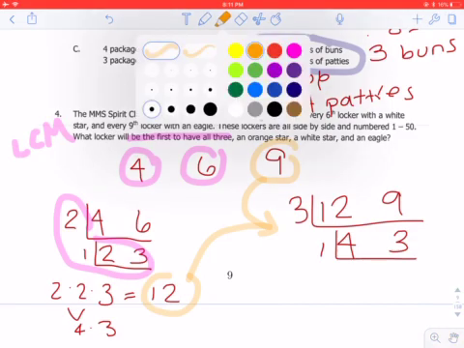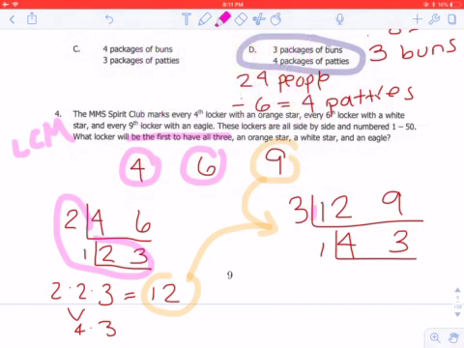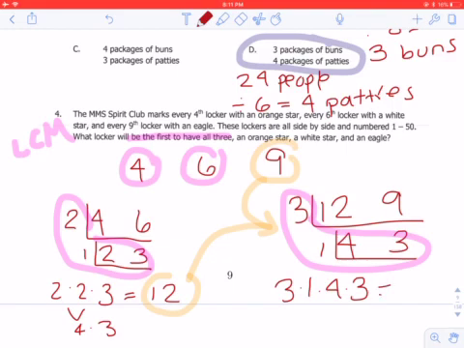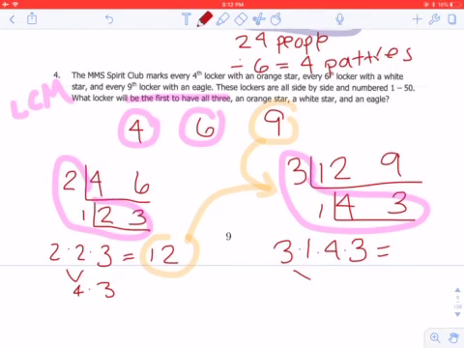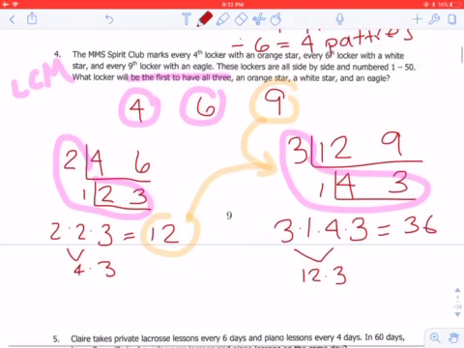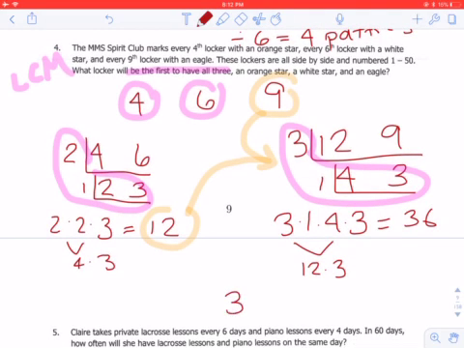Find the LCM of 12 and 9 by multiplying the L-shaped frosting. 3 times 1 times 4 times 3. That's going to be 12 times 3, which is 36. And my answer is going to be the 36th locker. And that's my final answer.